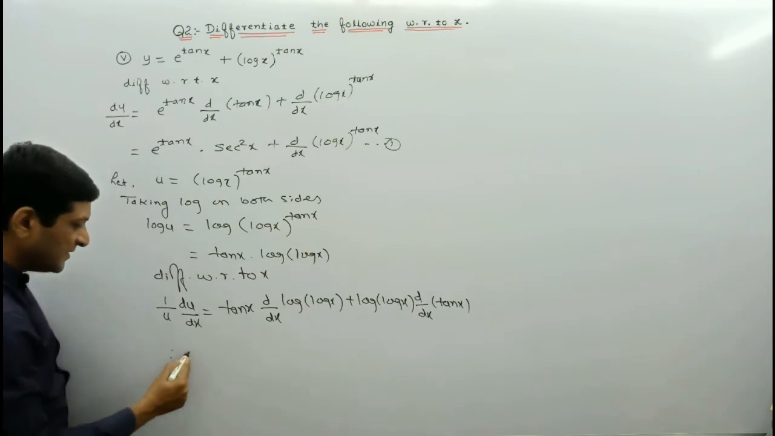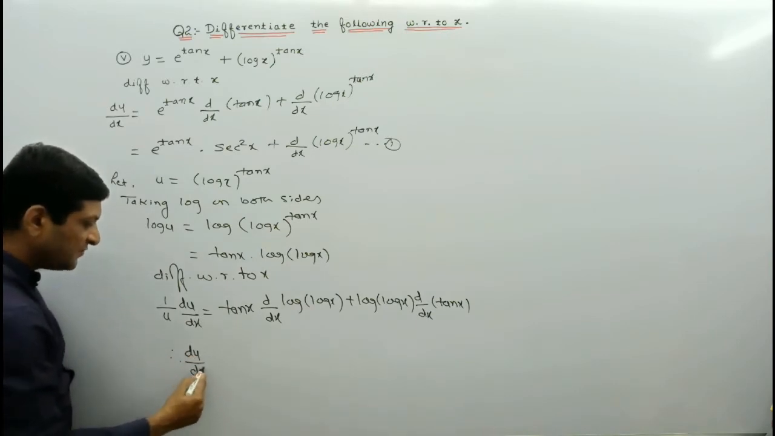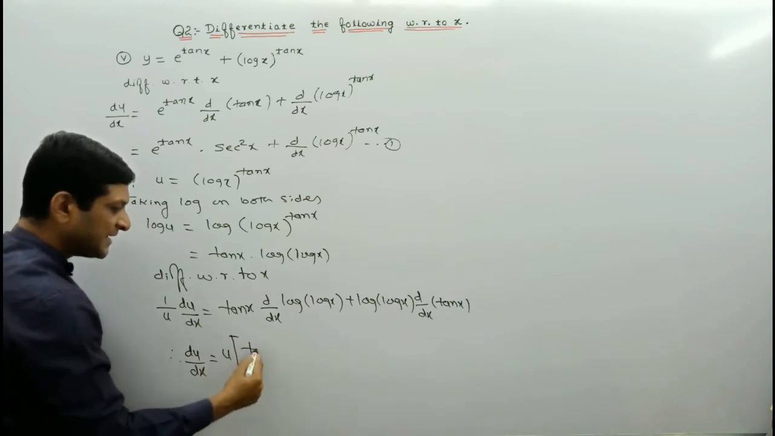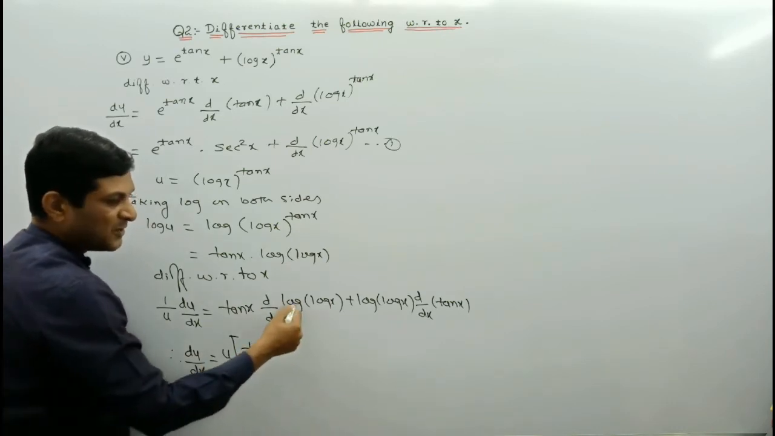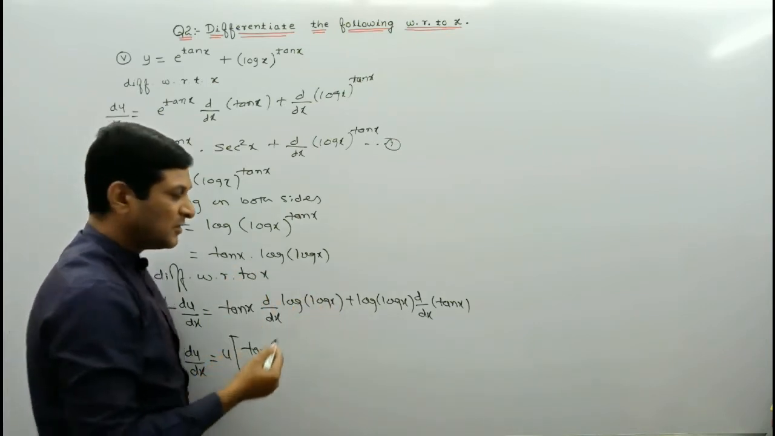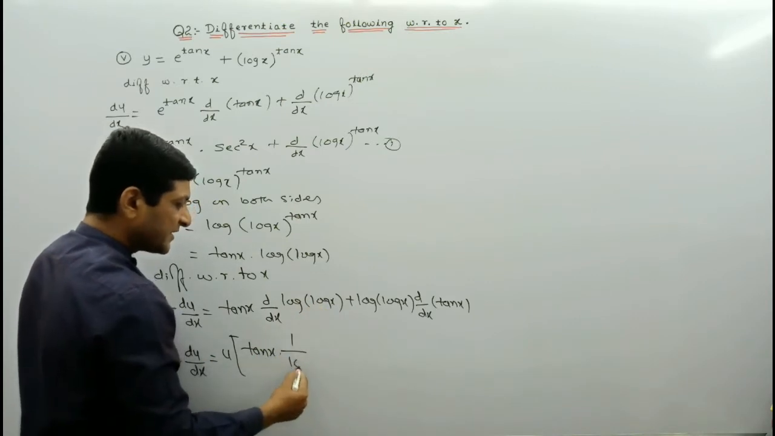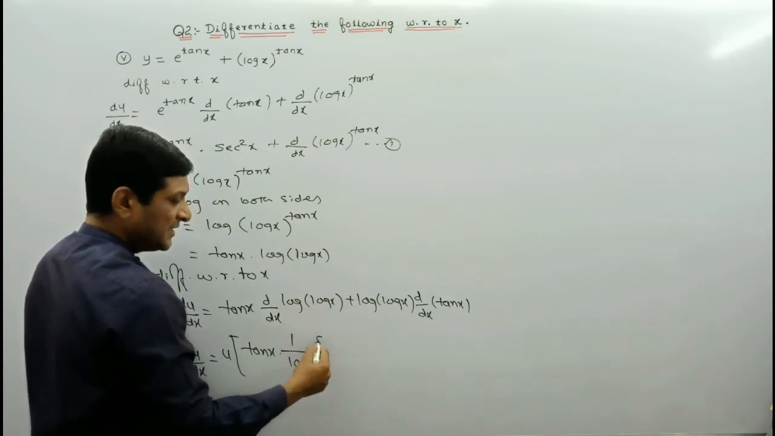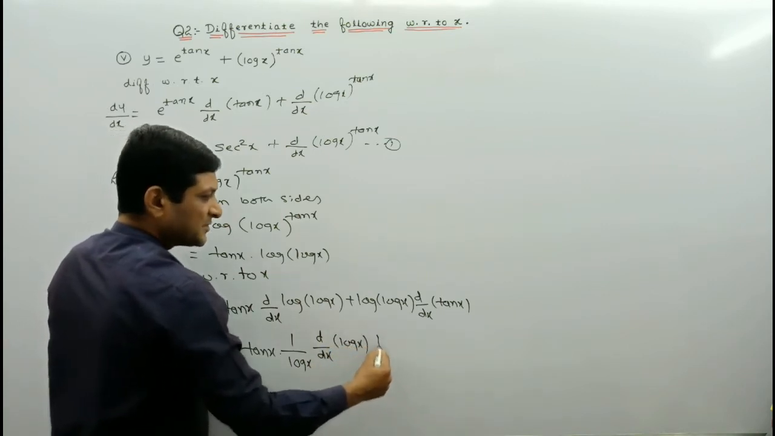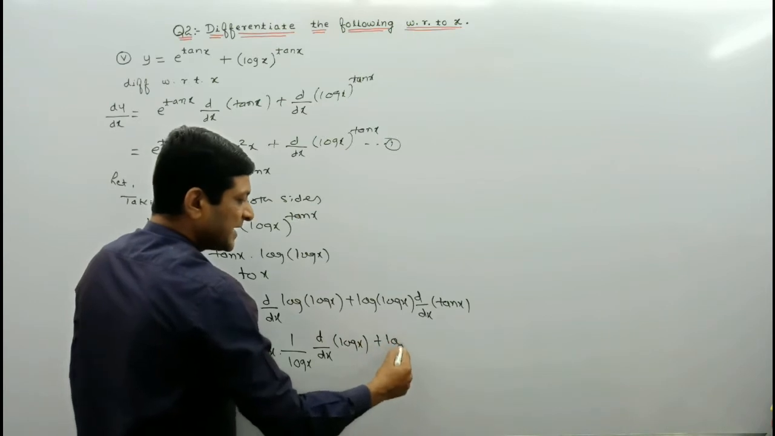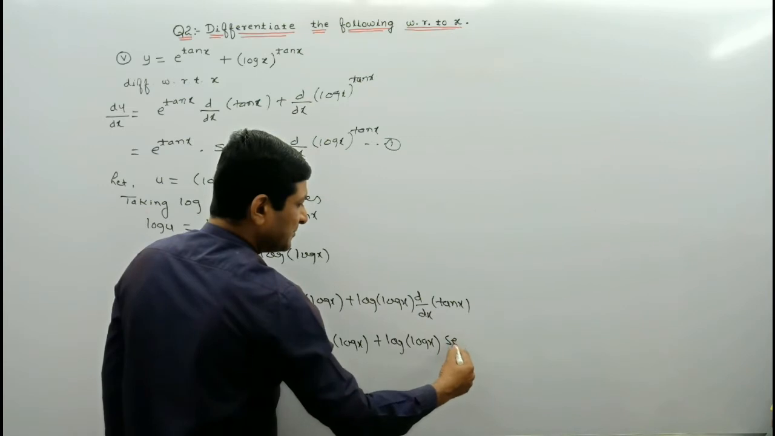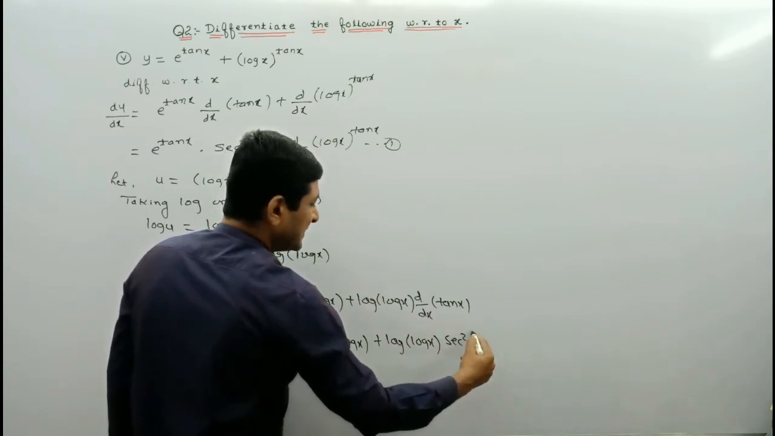So therefore du upon dx will be equals to, you will get multiplied on this side. So this tan x, keep it as it is. What is derivative of log x? It is in the form of log f of x, and we know that differentiation of log f of x is 1 upon f of x, but here f of x is nothing but log x, into its derivative, means into derivative of log x, plus here log of log x, keep it as it is, and what is differentiation of tan x will be equal to sec square x, isn't it?